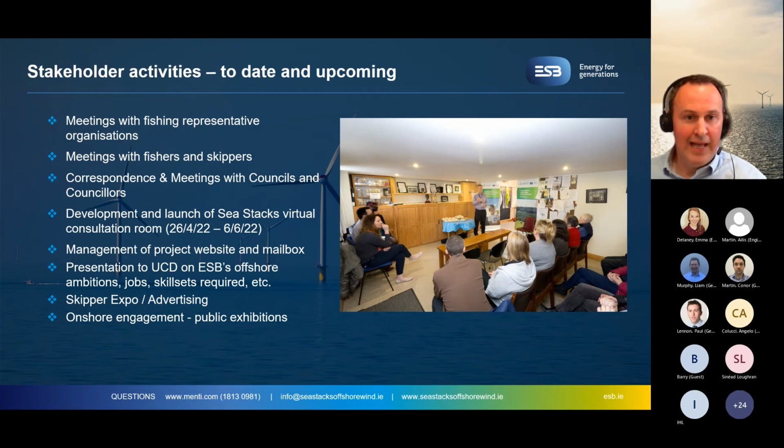Then the last 2 points that I have in this slide are largely around the onshore engagement piece. I'm personally very conscious that that's something we need to increase our focus on, and in that regard, we have a community liaison officer who will be starting with us on the 8th of August. So in the second half of this year, we certainly intend to ramp up our engagement with those onshore communities. There'll probably be a series of public exhibitions forming part of that, but we'll want to reach out to as many groups and bodies as we possibly can.